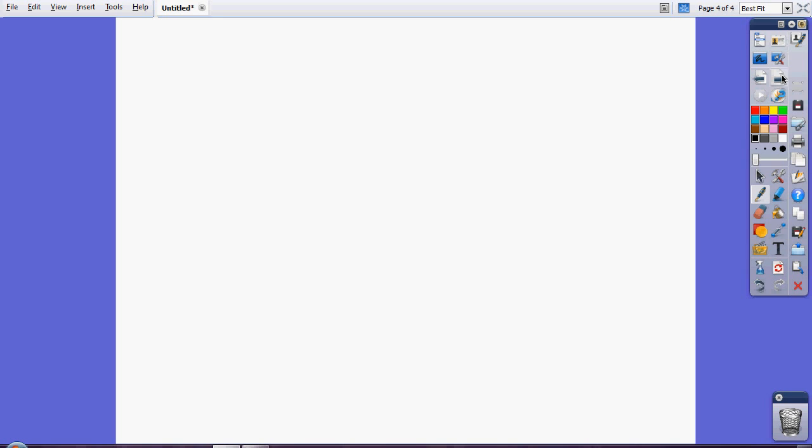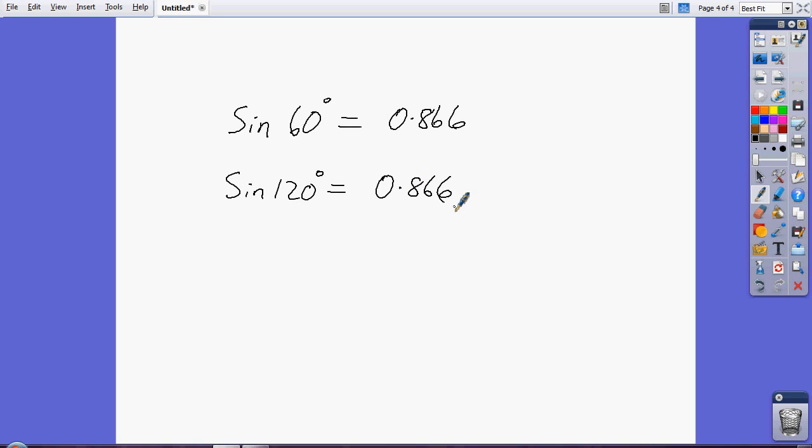There is one thing to be pretty careful of when we're working with the sine rule. The best way to illustrate it is to just do a couple of examples. If we work out with our calculators the sine of 60 degrees, we'll get the answer 0.866. But if you punch in 120 degrees, you will also find that the sine is 0.866. So two different angles can have the same sine.